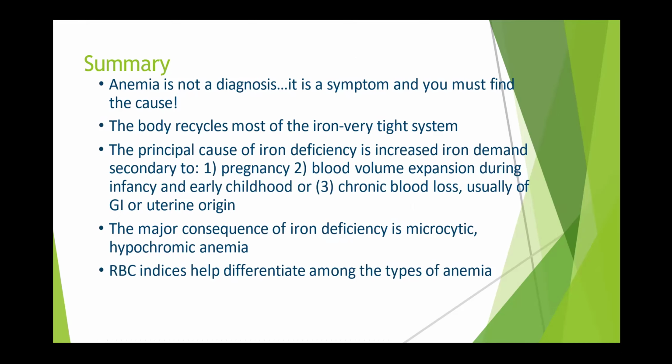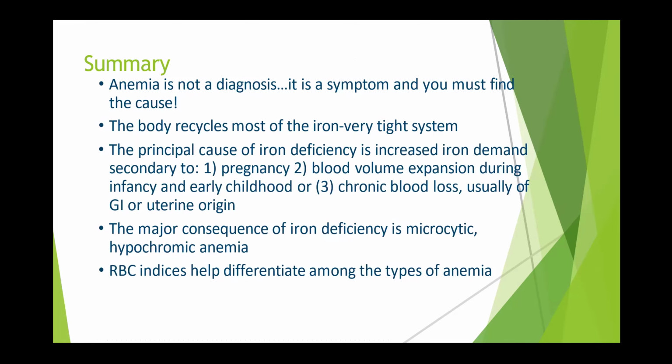So, most of the iron that the body has, it recycles. It's a really, really tight system. So, the principal cause of iron deficiency is increased iron demand because of pregnancy, because of blood volume expansion during infancy and early childhood, or because of chronic blood loss, usually a GI bleed, or you're having really heavy periods. It's uterine in origin.